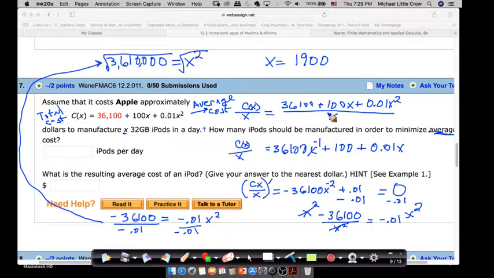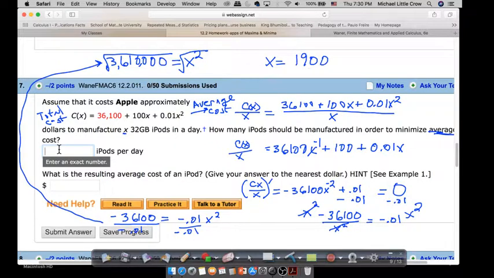1,900. I've got a calculator here too. So let's just take 1,900 and square it. So we should make 1,900 iPods a day to minimize the average cost. So with all of this in here, but did I lose anybody? Not completely? Okay. So 1,900.